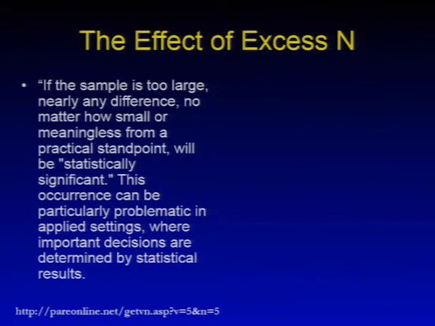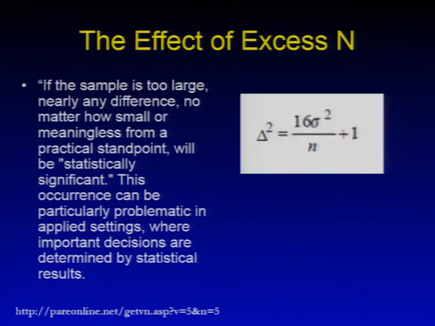Now, what happens if you have really, really large n's? This is something that comes up a lot. If your samples are too large, let's say you have 50,000 patients in a group, then just because you have so much power, you'll end up finding that very trivial differences can be statistically significant. And that's just because as our n gets super high, the effect size that we need to see becomes super low.